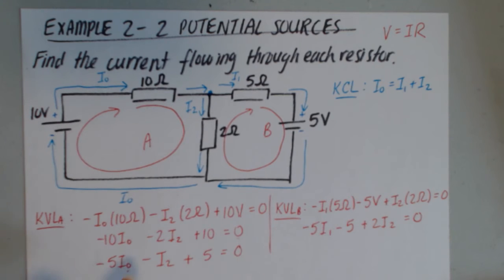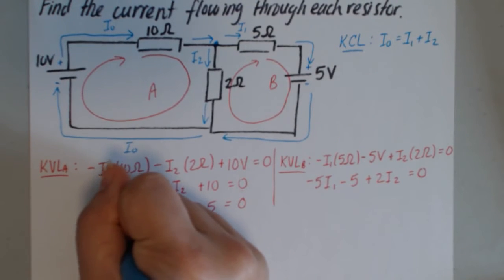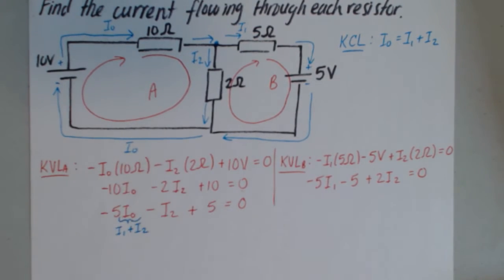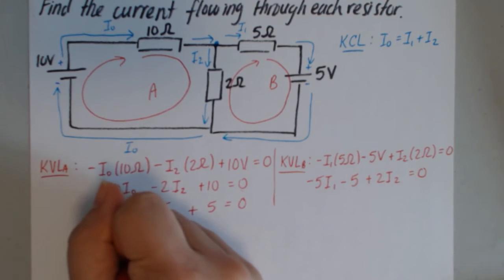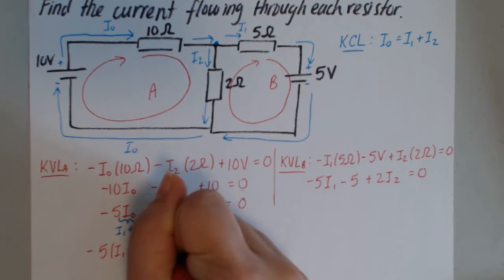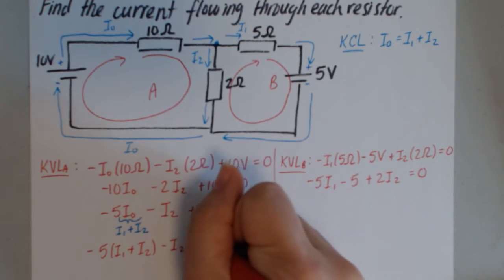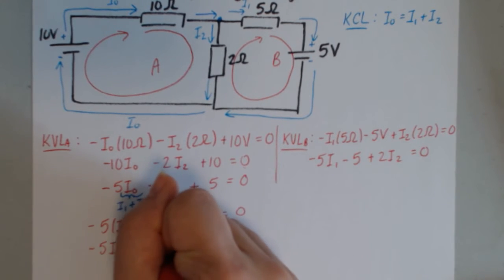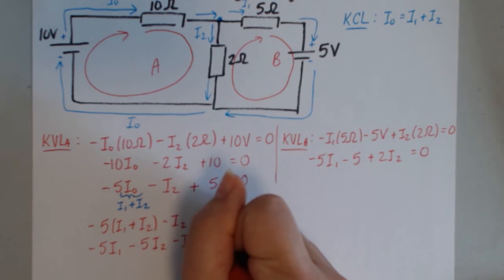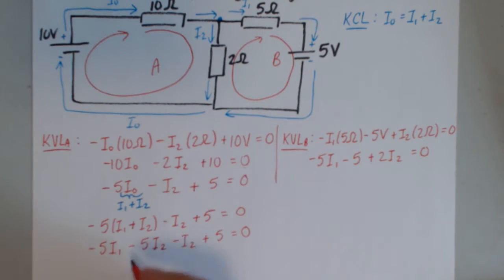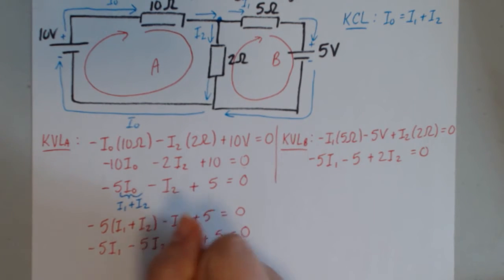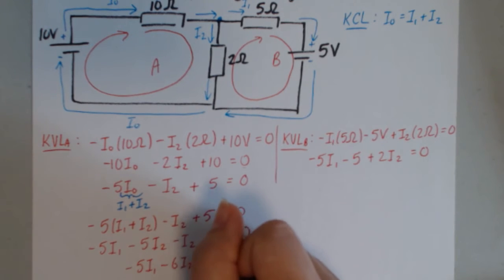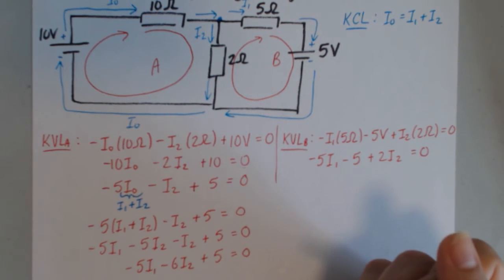I'm going to replace I0 over here with I1 plus I2. Okay, so that's going to get substituted in. So I have then negative 5 (I1 plus I2) minus I2 plus 5 equals 0. So minus 5 I1 minus 5 I2 minus I2 plus 5 equals 0. So let's collect our like terms. Negative 5 I2 minus I2, that's going to be negative 6 I2. I still have negative 5 I1, and I have plus 5 and equals 0.